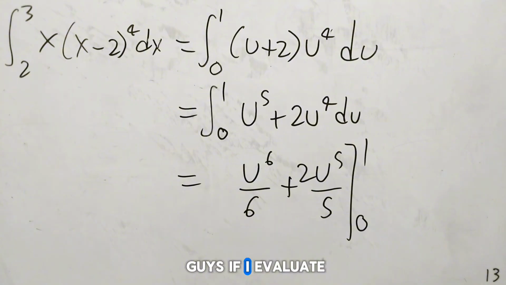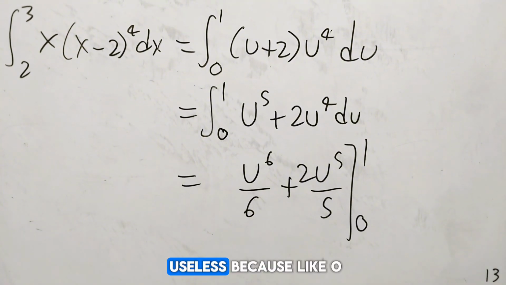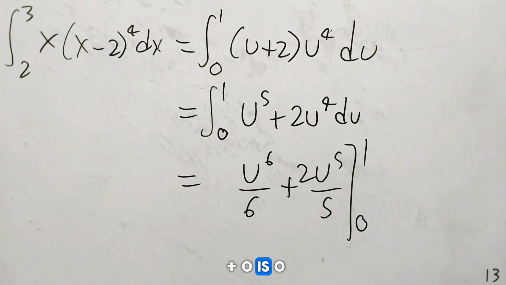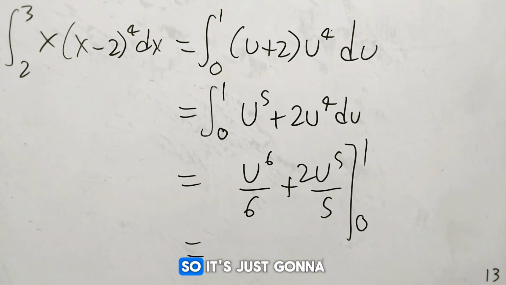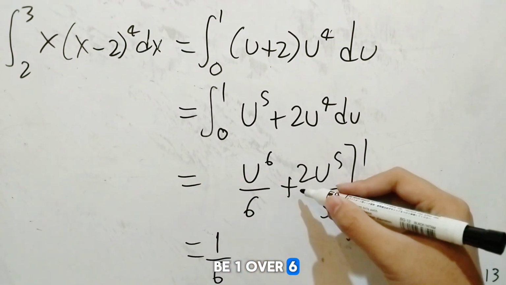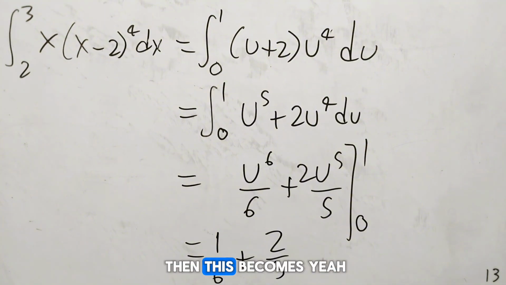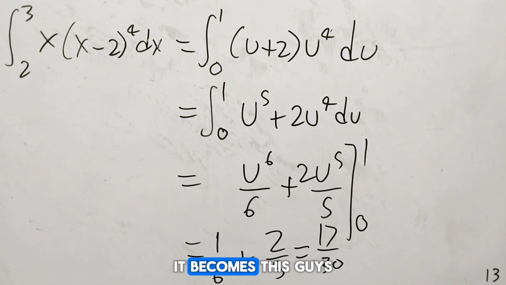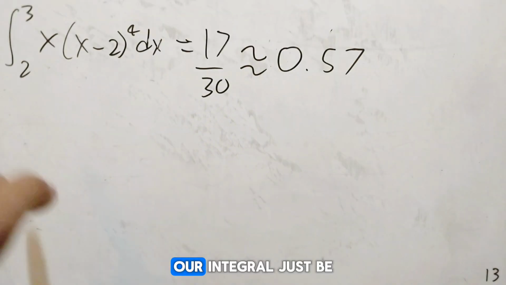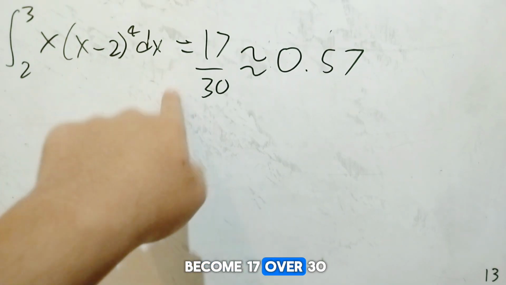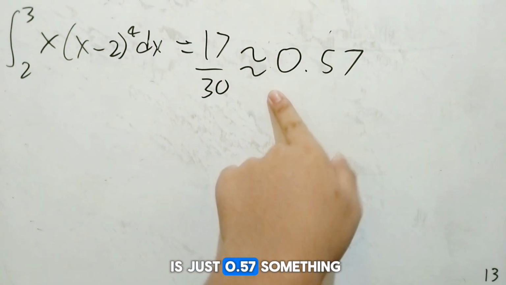As you can see, guys, if I evaluate it at 0, it's going to be really useless, because 0 plus 0 is equal to 0. I'm just going to evaluate it at 1, so it's just going to be 1 over 6 plus 2 times 1 over 5, which is 2 over 5. And then this becomes this, guys. So our integral just becomes 17 over 30, which in decimal form is just 0.57 something.